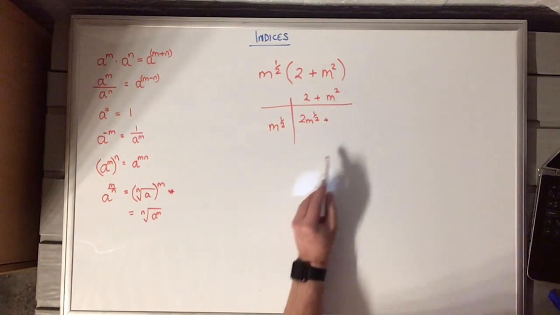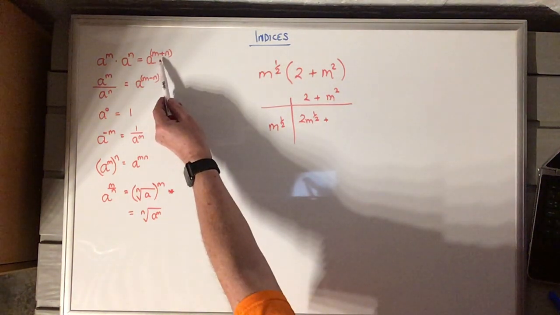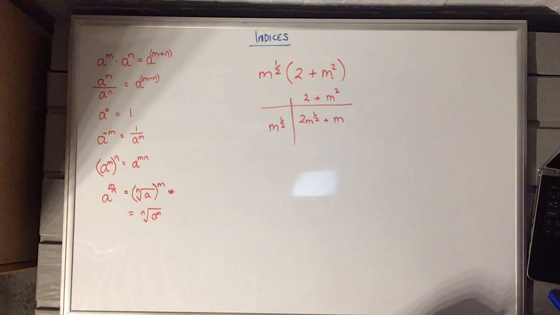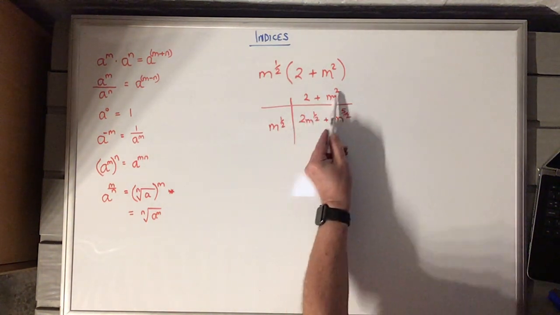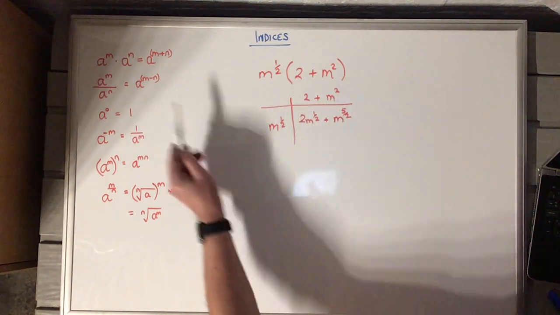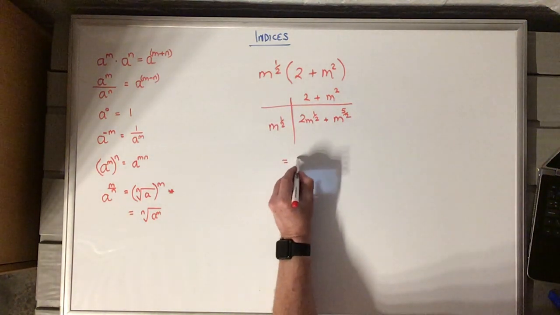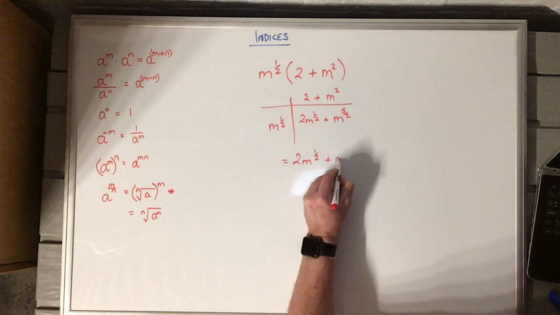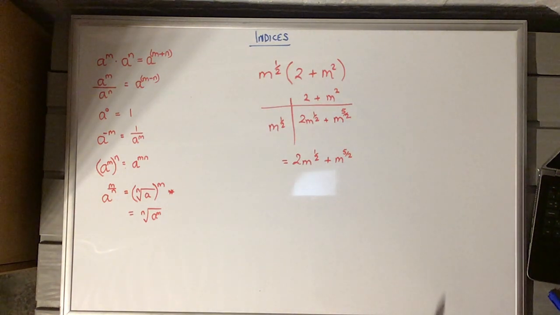And the second part, it's that times that. So that's the first rule there, so we add the powers. 2 plus a half, well that's 2.5, and that's the same as 5 over 2. Again, a common mistake there: people multiply the powers. You don't multiply the powers. The rule tells us we add the powers. So my final answer is 2m to the half plus m to the power 5 over 2. Okay.